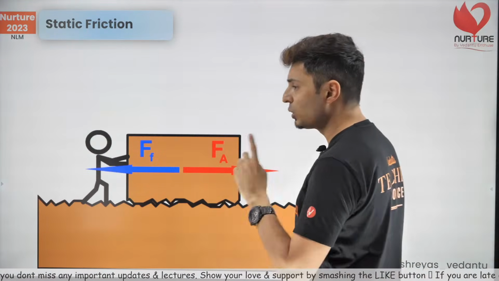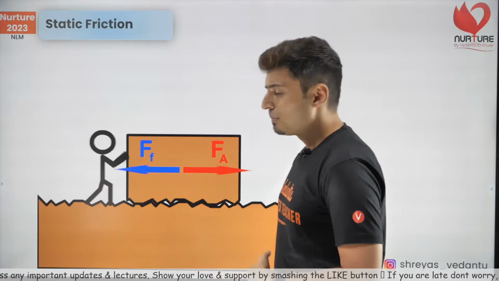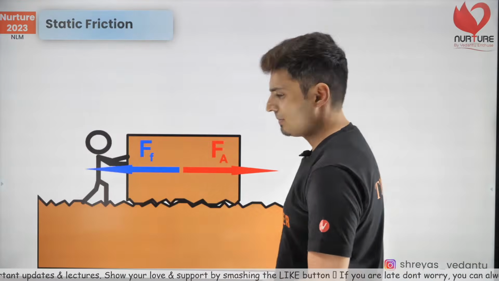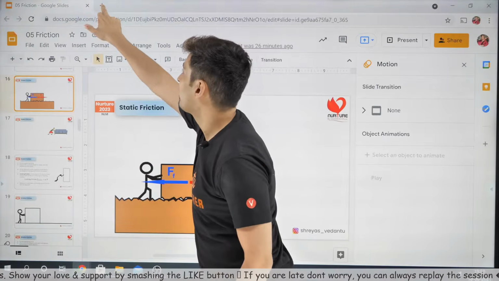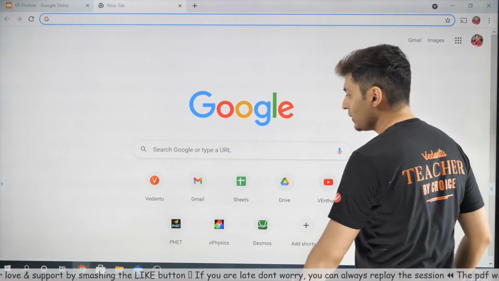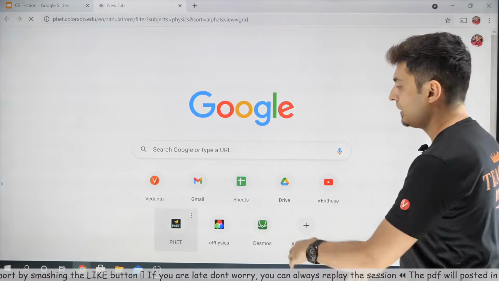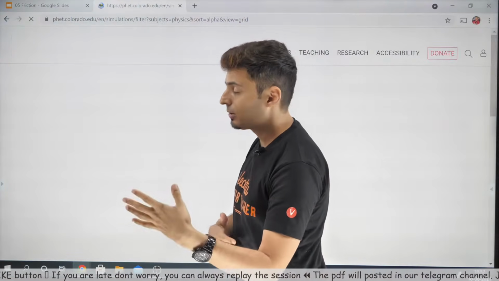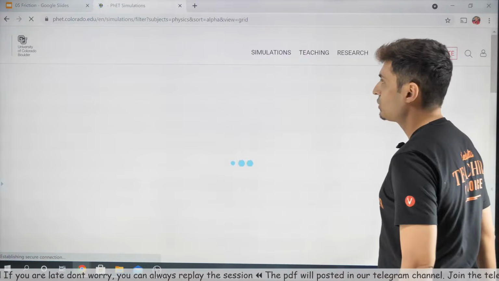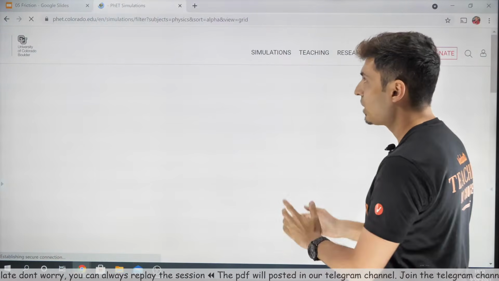Now let's talk about the two kinds of friction. Before that, I want to show you something, probably on PhET, and that's going to be very interesting. So I'll tell you about this beautiful software, which is a simulation available on PhET. You can try it out later on, but look at this. I'll just show you how to search on PhET.